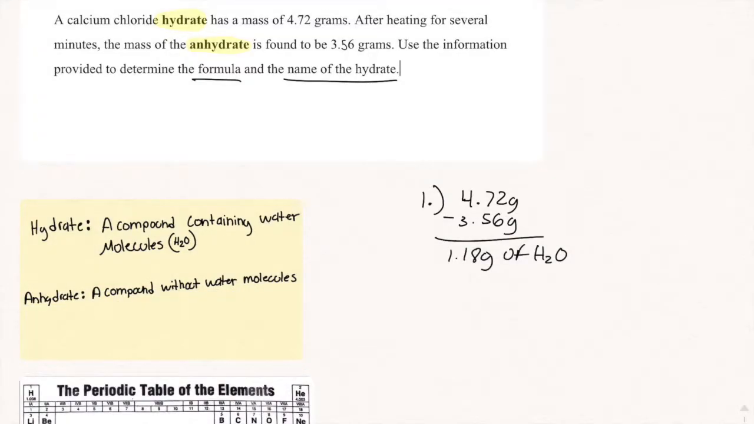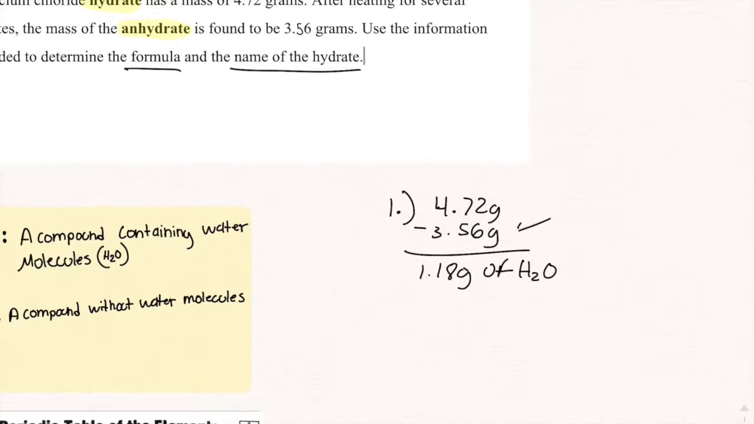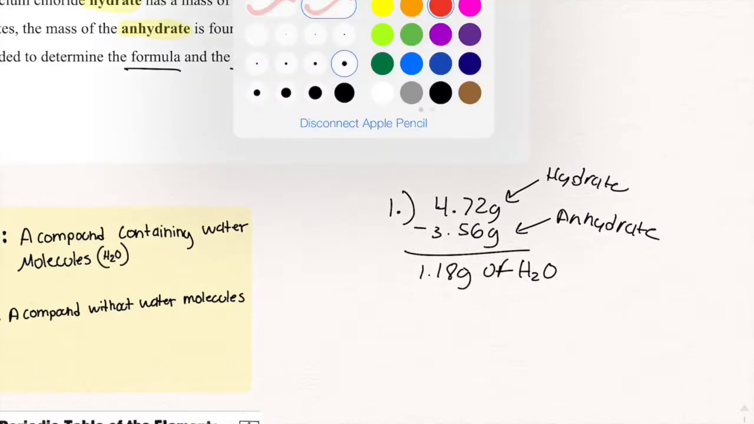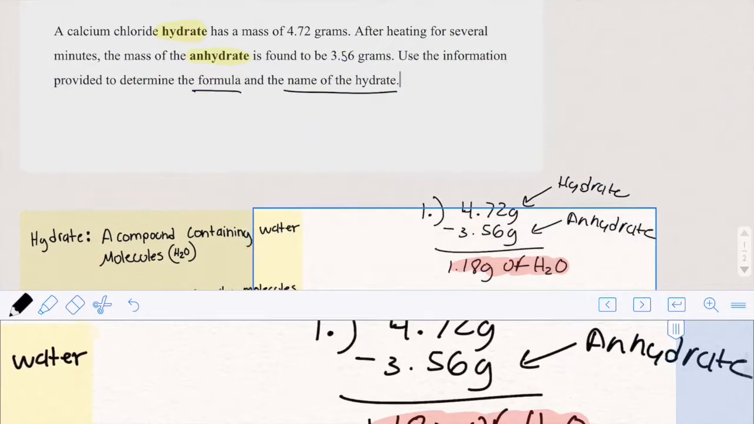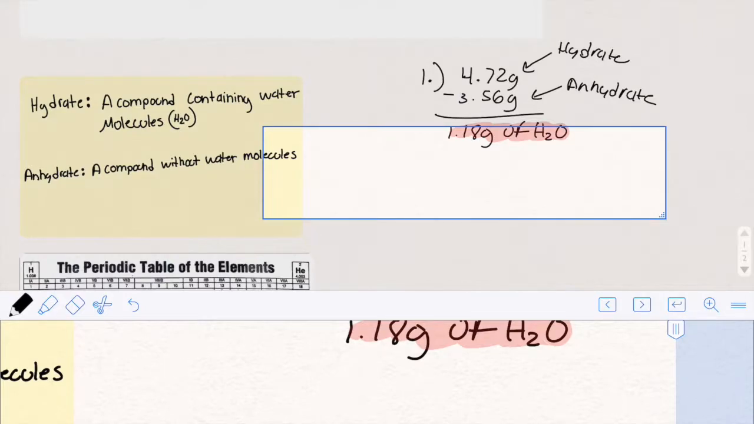So this is what we did essentially. We subtracted the anhydrate from the hydrate. Our overall goal in this step was to find the mass of the water that was driven off. So this right here is the mass of the water that was driven off, 1.18 grams. Now that we took care of step 1, we can now move on to step 2 of the process. Step 2 may be a little bit more difficult, but once you get used to it and you see it multiple times, it should be fairly easy.